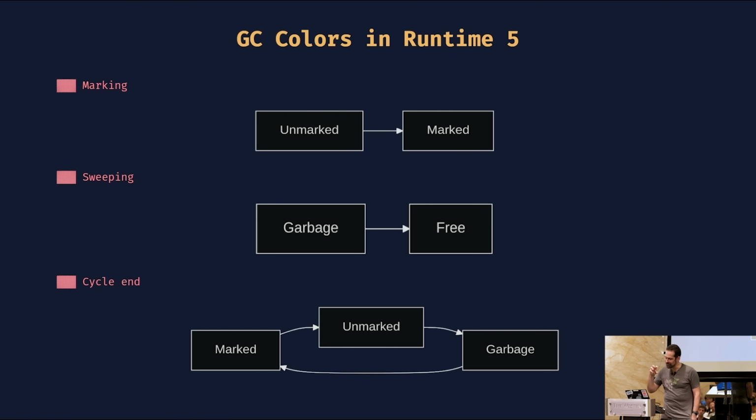So there's a trick that happens at the end of a cycle where everyone's synchronized. This is the synchronization point, and then you swap the 3 colors. Everything that's marked becomes unmarked, unmarked becomes garbage, garbage becomes marked, and that's what links the 2 things together.